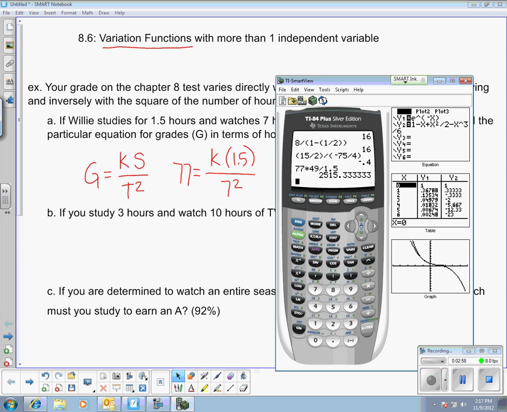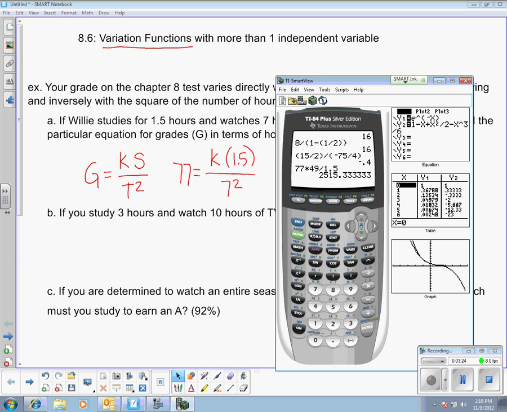My K value is 2515.3333, and that's not that bad of a value, but you want to keep it exact as long as you can. And like Mr. Kistner said, you want to round it late. Don't round early, because if you use rounded numbers at the beginning and then you use them to make calculations, every step of the way is a little bit wrong, and if you use those numbers, it's a little bit more wrong. So if you can get this exactly, we can do that by storing it.